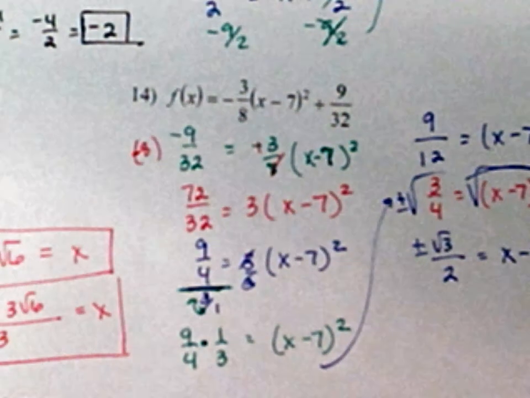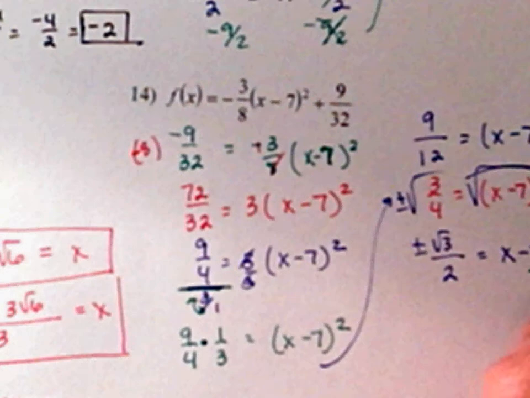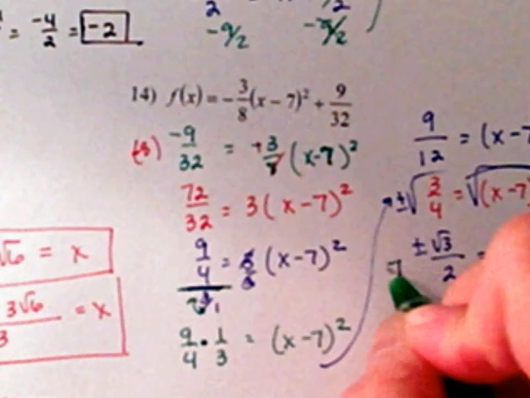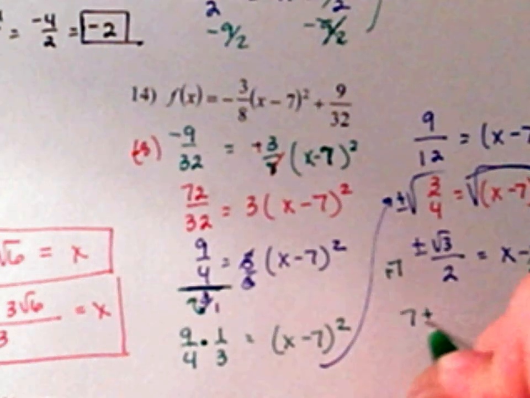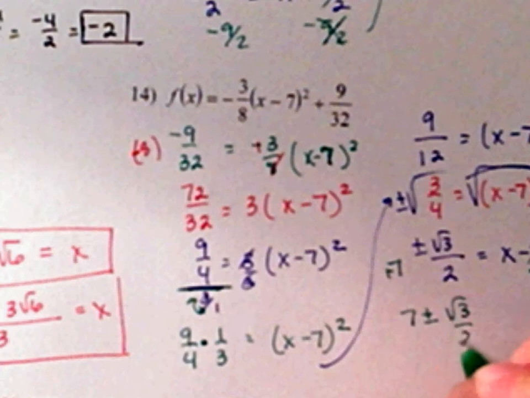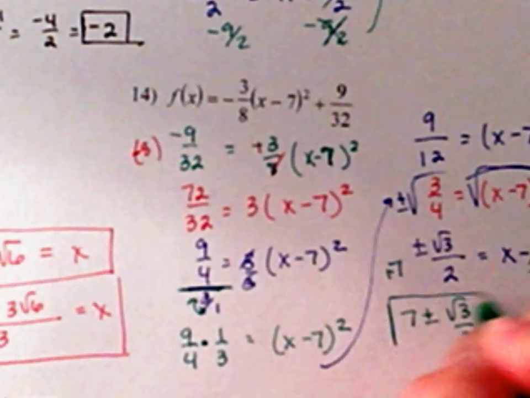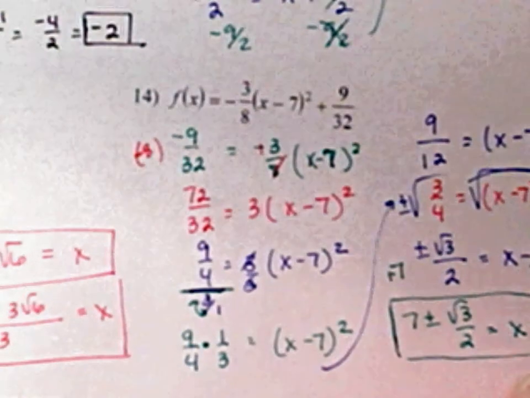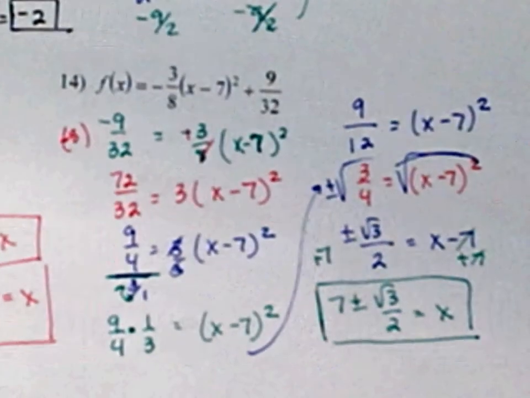Add 7 to both sides. So now you have 7 plus or minus square root of 3 over 2 is equal to x. Oops, excuse me. There's your solution for number 14.